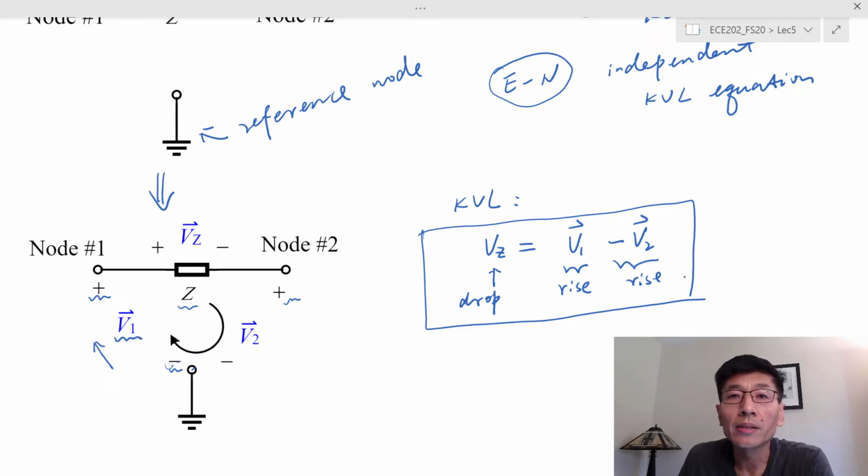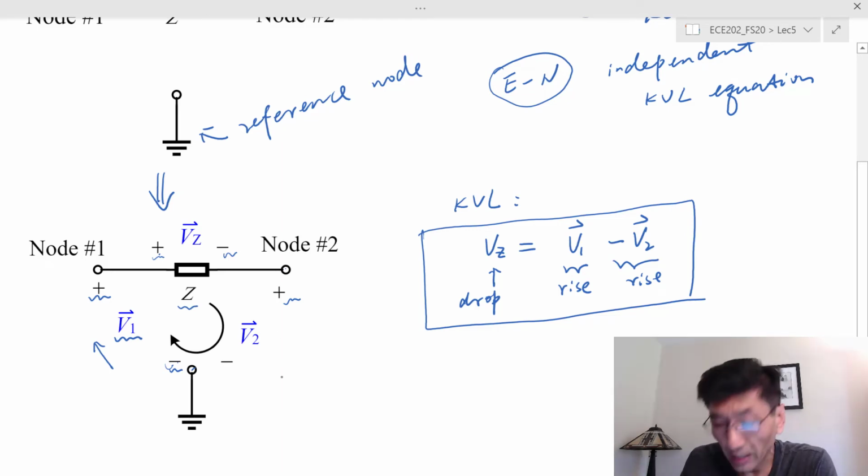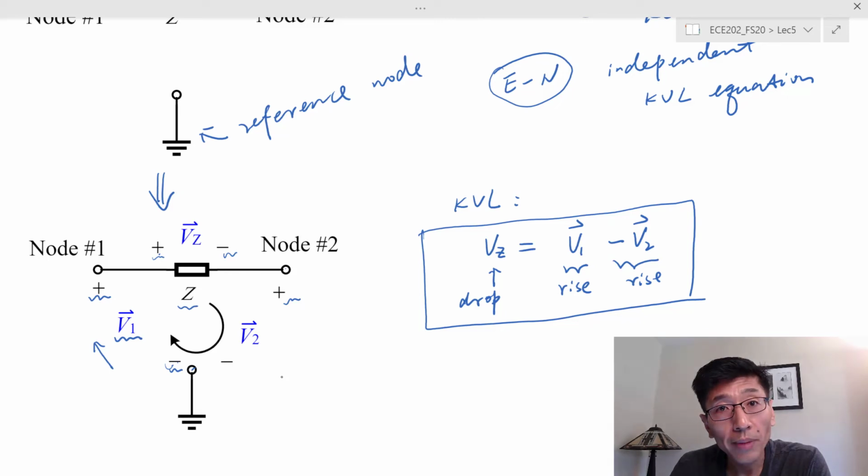If you want to memorize it: the element voltage always equals the node voltage on the plus sign of the element minus the node voltage on the negative reference mark of the element voltage. I don't really want you to memorize it, but you should sit down and spend 1 minute writing this KVL equation and really understand it. Okay, this is very important.